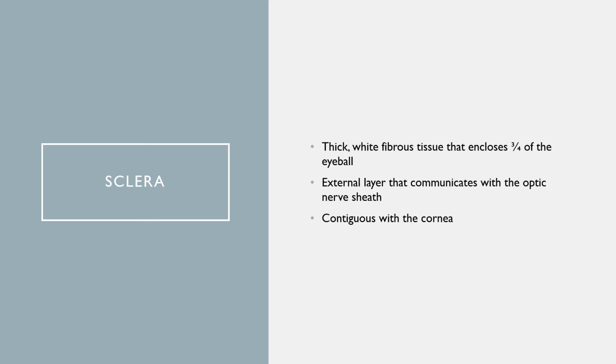All right, the sclera is the thick, white, fibrous tissue. It encloses 3/4 of the eyeball, so quite a bit of area is our sclera. The external layer communicates with the optic nerve sheath, and it is contiguous, as we said, with the cornea.